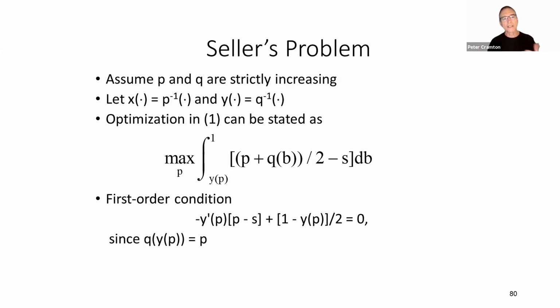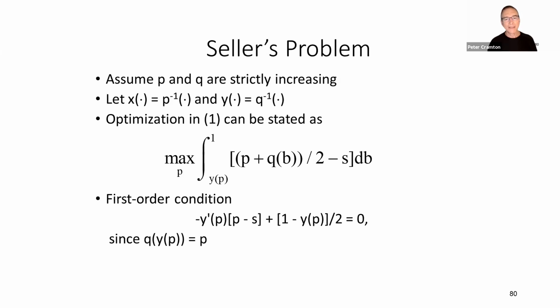Since they're strictly increasing, these P and Q functions, the offer functions, will have inverses, and that's very useful. You'll see right now. So let X be P inverse and Y be Q inverse. The reason the inverse is useful is that it tells me the type of bidder that would make a particular offer. So I'm identifying the particular value that would lead to a particular offer.